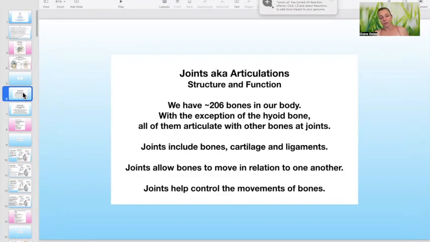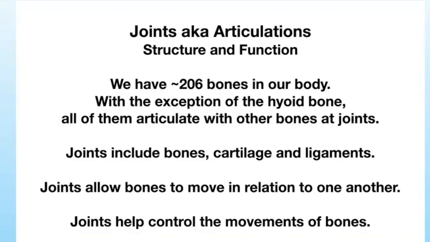So there are over 200 bones in our body, and with the exception of the hyoid bone, they all articulate with other bones at joints. Joints include the bones themselves, the cartilage on the end of the bones, and ligaments that hold together the bones, and often other accessory structures, which we'll learn. Bones in joints allow bones to move in relation to one another, and joints also help to control the movement of the bones so that they don't become misaligned while they're moving.